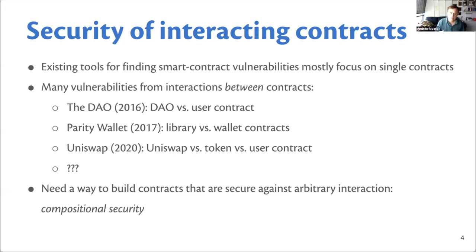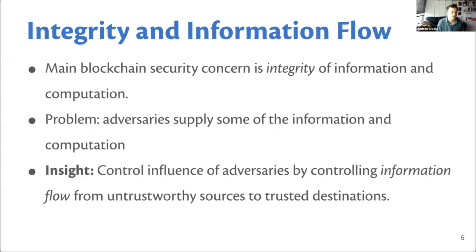And so as we see the smart contract ecosystem developing, we can expect to see more and more complex interactions between more contracts being exploited. And so what we need to do is rethink how we're building contracts and come up with ways to build contracts that give us stronger guarantees of security against arbitrary interaction between different contracts. So this is a kind of compositional security. How do we get compositional security is the fundamental question.